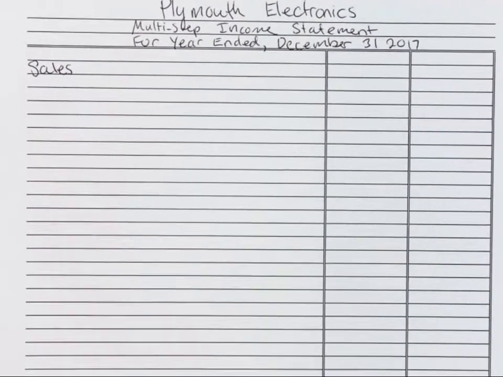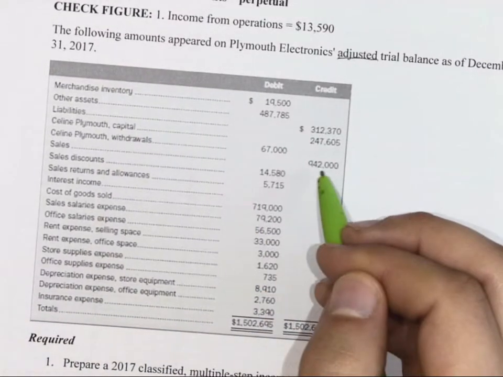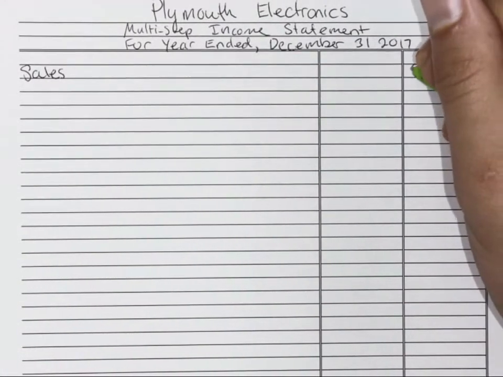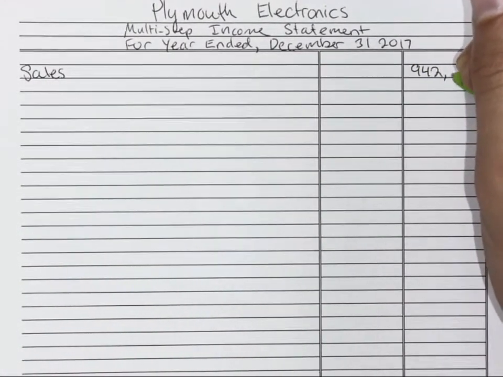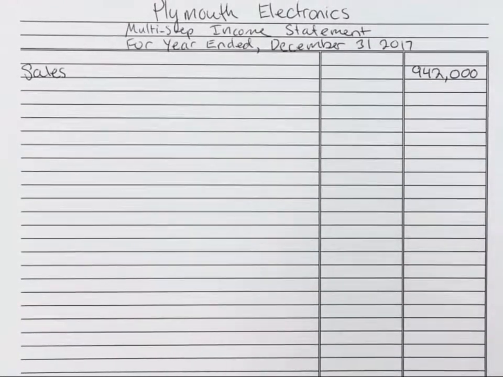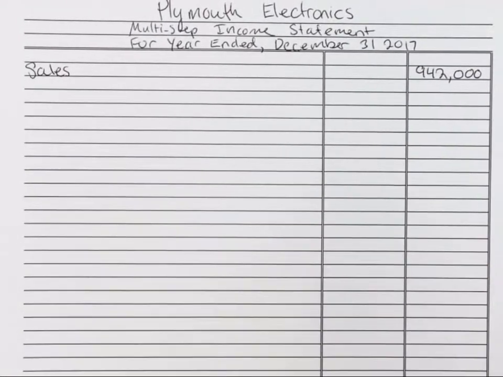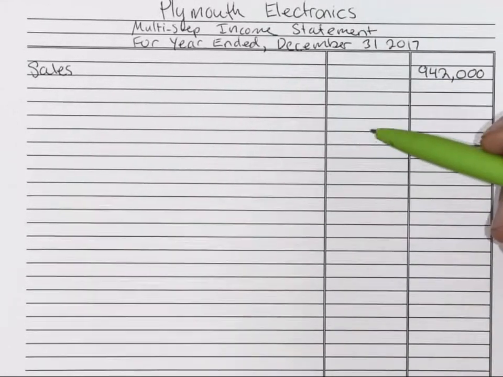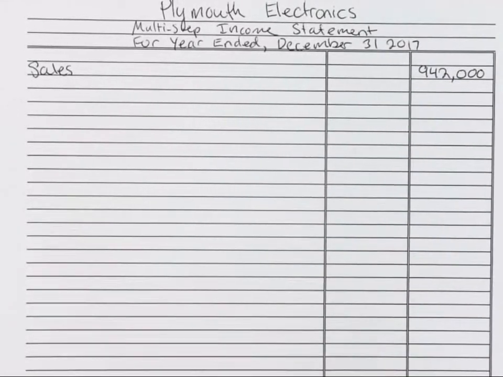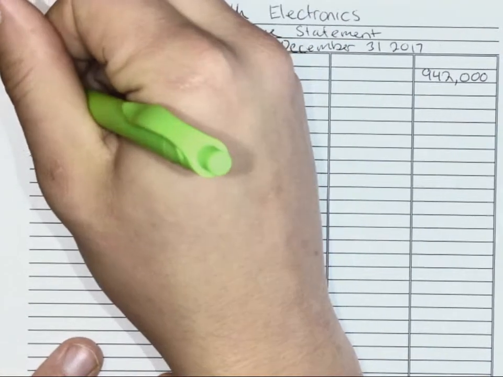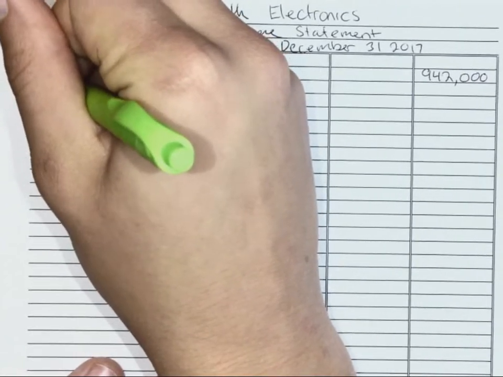Our sales, according to our balance, $942,000. And definitely pay attention to the columns we use. The columns will matter. So the left column is your addition column, and this is your total column. So our first thing is sales. Then we're going to less our contra revenue accounts.